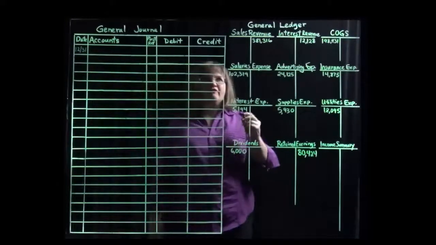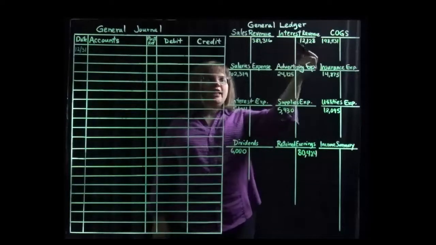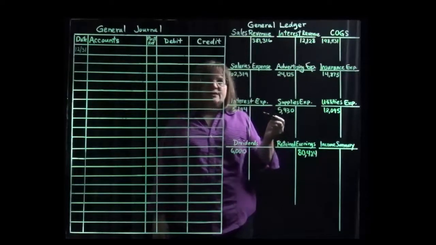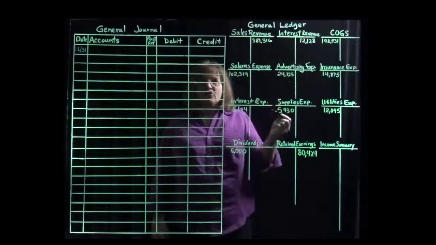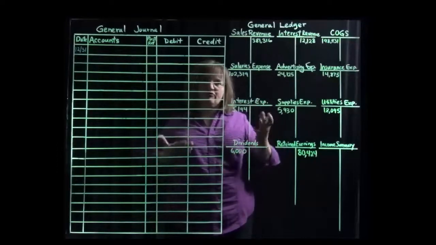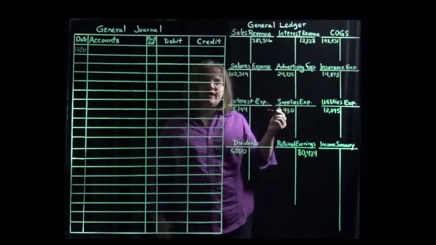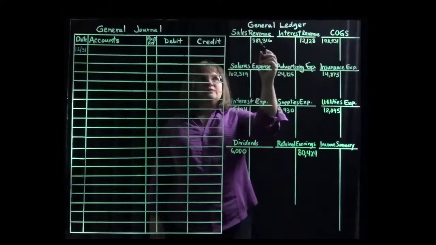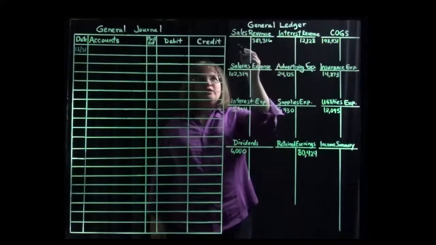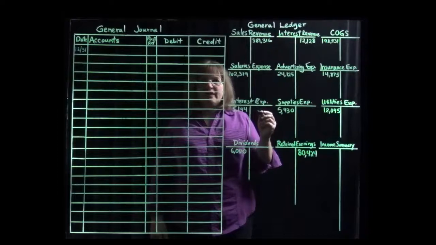Okay, so look at our revenue accounts. We have sales revenue and interest revenue. And notice that they each have credit balances, because when we record revenues to increase the revenues, we credit them. We need to close these out, which means we need to debit each of these revenue accounts.